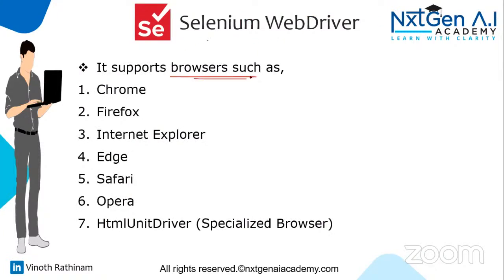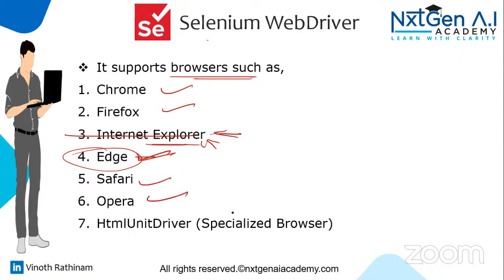Now, what are all the browsers it supports? Chrome, Firefox. Remember, there is no more support for Internet Explorer. No IE support. Edge, nowadays, to be frank, the performance of Edge is literally good when compared to Chrome and Firefox. But Internet Explorer consumes more RAM and it is very dead slow. But still, we can use it for automation. Safari, Opera, and also we have something called HTML unit driver.